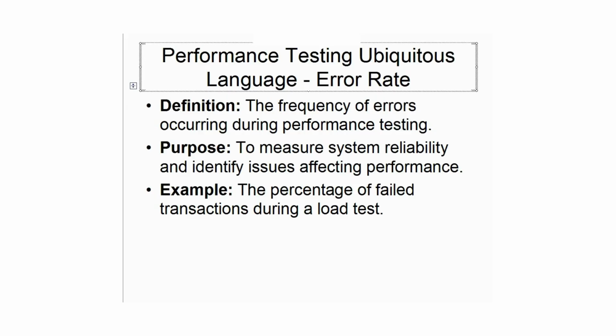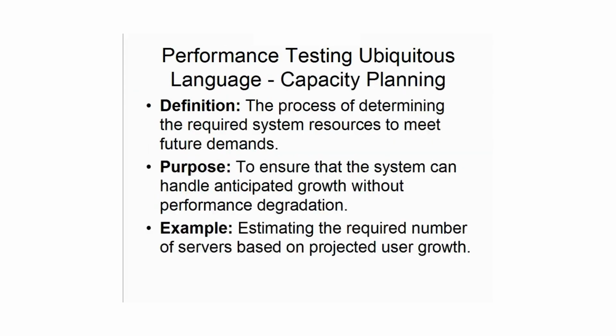And there is a standard on the market of performance testing that the error rate should be not more than, for example, 5%. What is capacity planning?